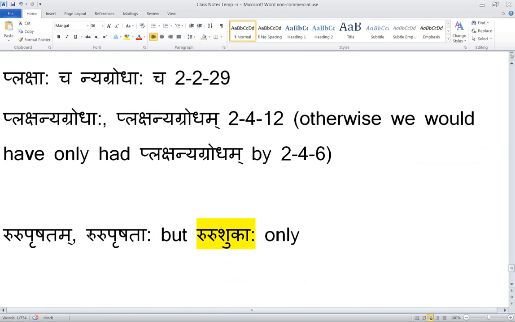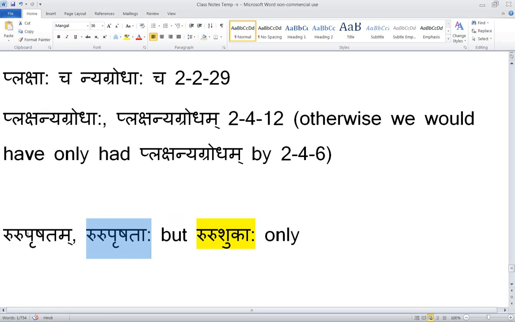Yeah, the document is fine, Kalpesh. Rurupushataha is correct. This one is fine because this is plural. Yes, the document is fine. I just wanted to check whether Ruru Prushatau is a valid form or not. I think if you have two of them, you can form a Dvandva with them, why not? Itaretara Yoga can be formed. Ruru Prushatau should be fine.